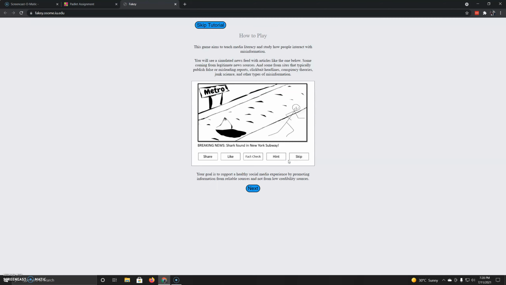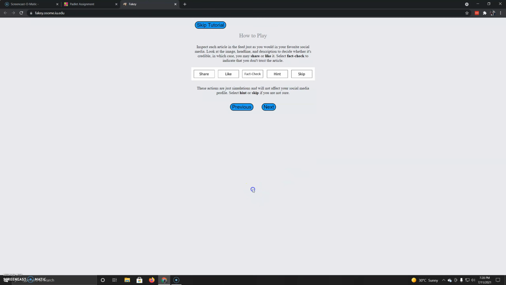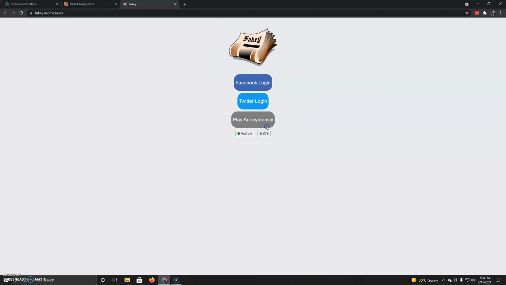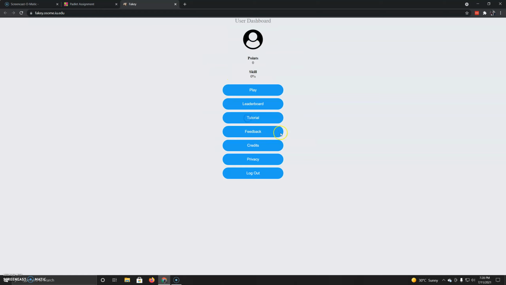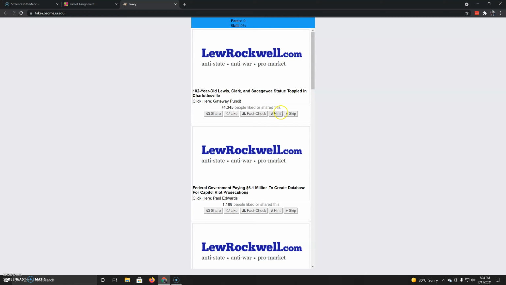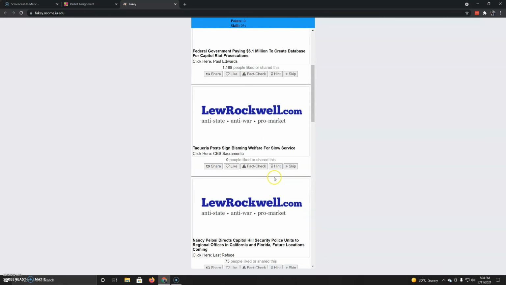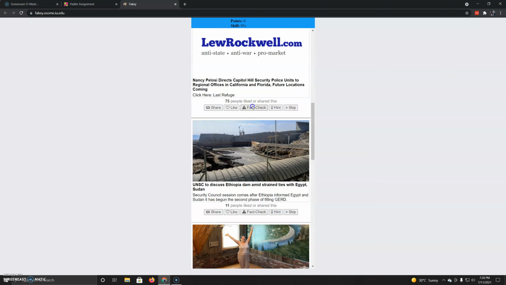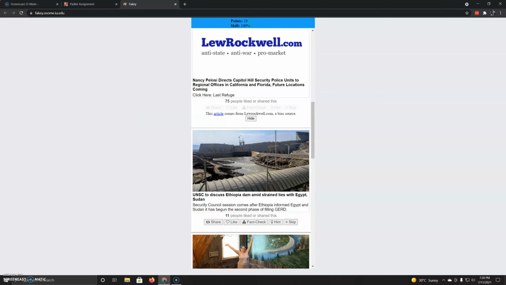There's also the game Fakey, where it shows you news articles. You can play anonymously. And then you determine based on where it's from or what it looks like if you think that it's real and something that you would like or share, or if you think that it's a little iffy and that maybe you want to fact check it.